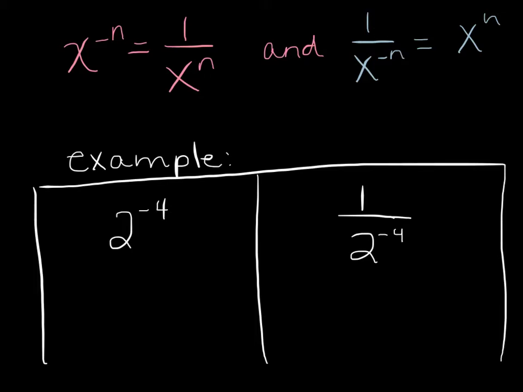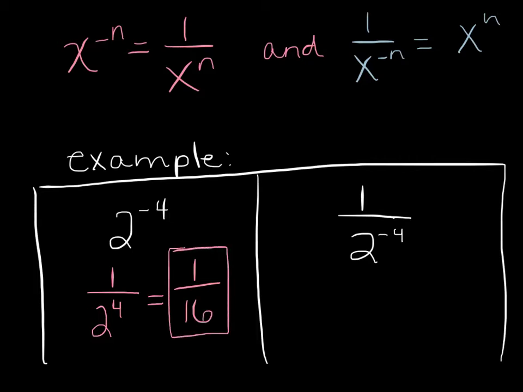Or if you have 1 over x to the negative exponent, then the x moves up to the top, and it becomes x to the positive exponent. Here's an example. I have 2 to the negative 4. Since I have a negative exponent here, I'm going to make this 1 over 2 to the positive 4. And then that equals 1 over 2 times 2 times 2 times 2, which is 16.